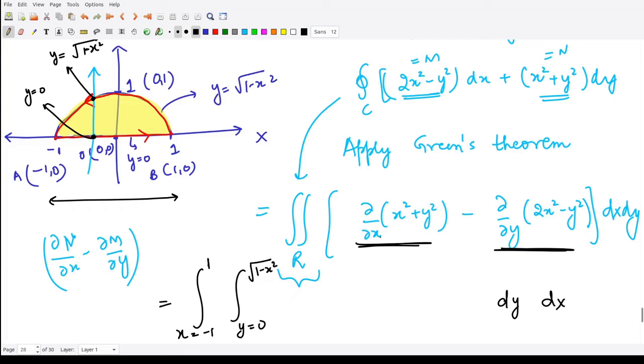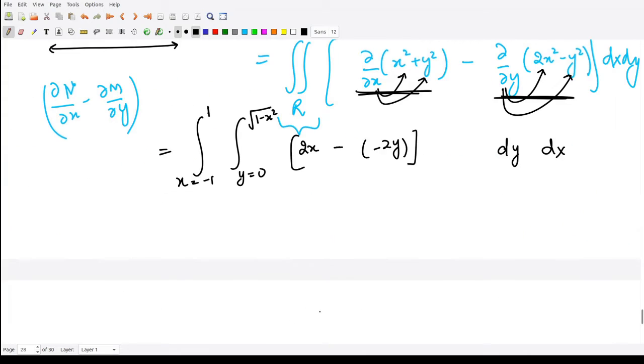When you take the partial differentiation with respect to x of this function, you obtain 2x. Of this function, you obtain 0. So you have 2x only. Minus, when you take partial differentiation of this, you have 0. When you take partial differentiation of this with respect to y, you have minus 2y. So this is what you have.